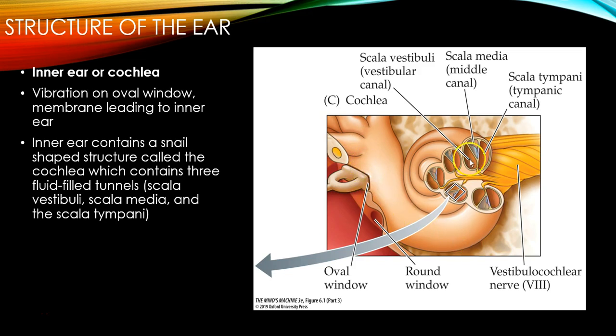And the inner ear is also called the cochlea. The inner ear is fluid filled and it's wrapped around like a snail. And when this bone starts to vibrate the oval window, the fluid inside the cochlea also starts to vibrate. And this cochlea has 3 fluid-filled tunnels, as you can see here. Okay.